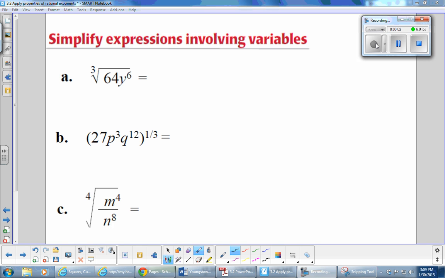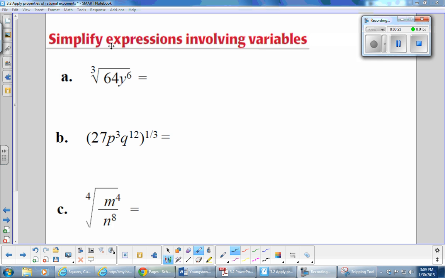Okay, so we're back, and hopefully this is part two. You're still in Algebra 2, not Algebra 3, but Algebra 2. And what we're working on here is the next section, or the last section in chapter 3.2, okay?